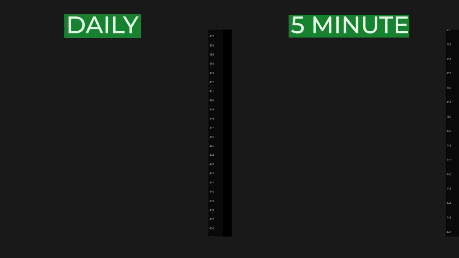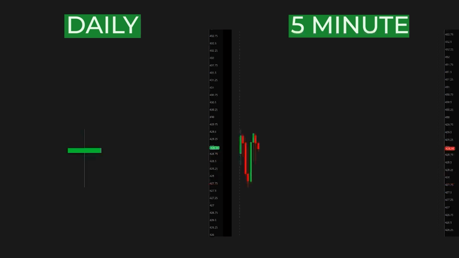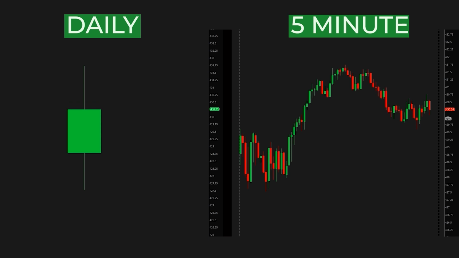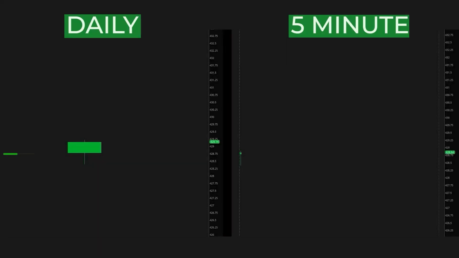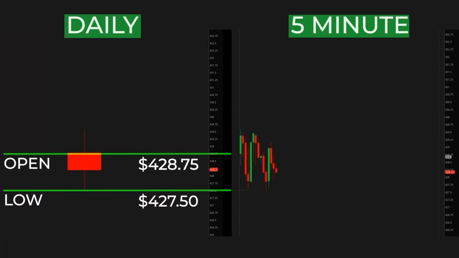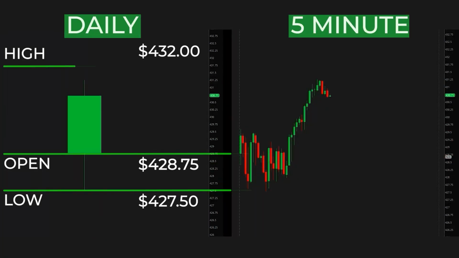The market opens. Notice the overall price action for the day is up. The price closes above the opening price, creating a green candlestick. Let's take another look. The opening price for the day was $428.75. Later on, the low price for the day was $427.50. The high price was $432. The stock price eventually closed at $431.